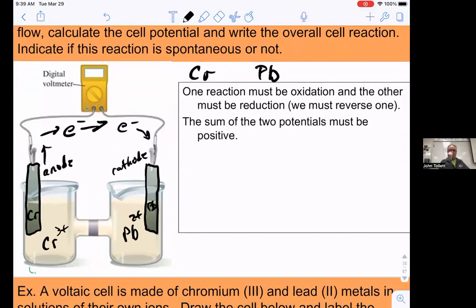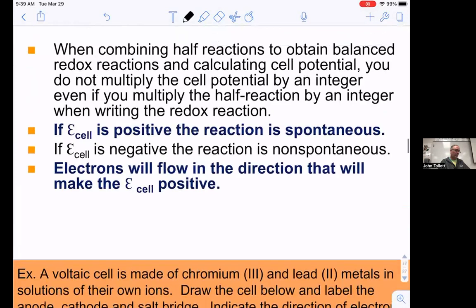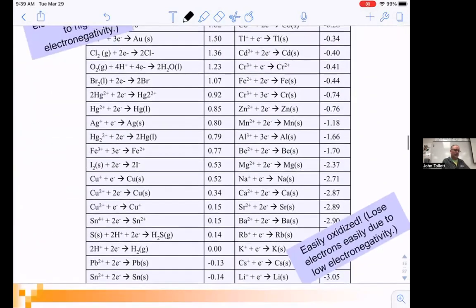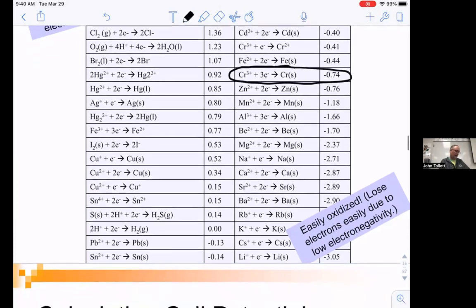Now you ask me, well, how did you know which one was on which side? Well, to do that, I would have to look at what these are on the actual chart. So I'm going to go back up and look at where chromium and lead are on this chart. It was Cr3+, and be careful because sometimes, look, here's Cr3+ going to Cr2+. That would be an ion to ion with no chromium metal present. So I need to find the one that has the chromium metal, the solid. So here it is. And then I'm going to go find lead solid and lead 2+, and it is here.